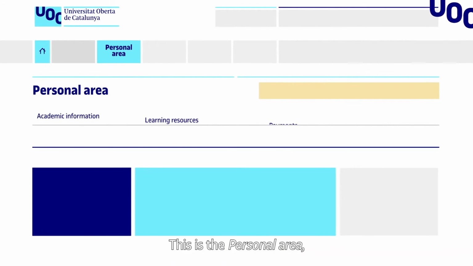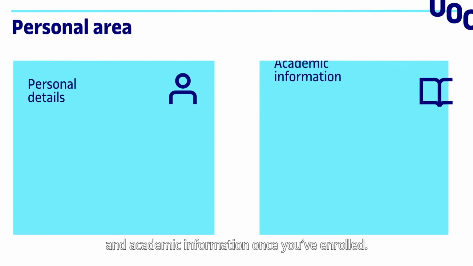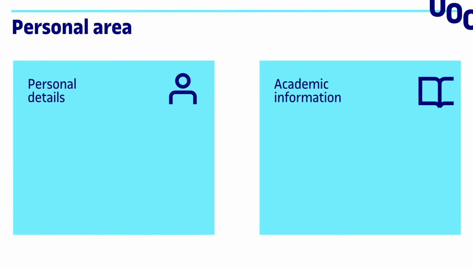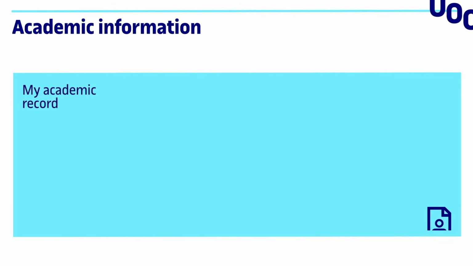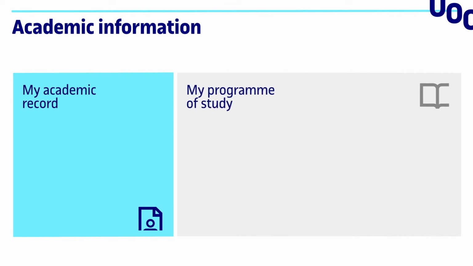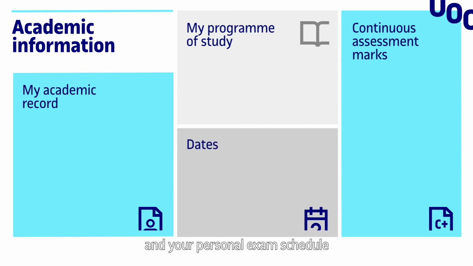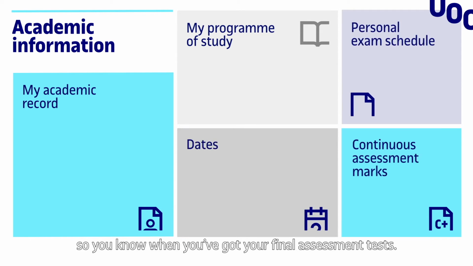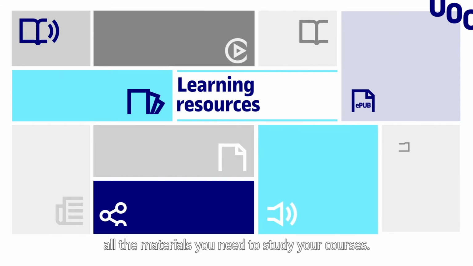This is the personal area, where you'll find your personal details and academic information once you've enrolled. The Academic Information section has your academic record, your program of study, your continuous assessment marks, the date you started your courses, and your personal exam schedule, so you know when you've got your final assessment tests. You'll also find your learning resources here. In other words, all the materials you need to study your courses.